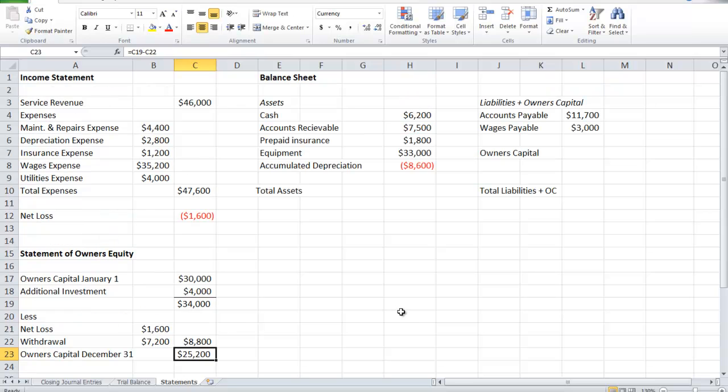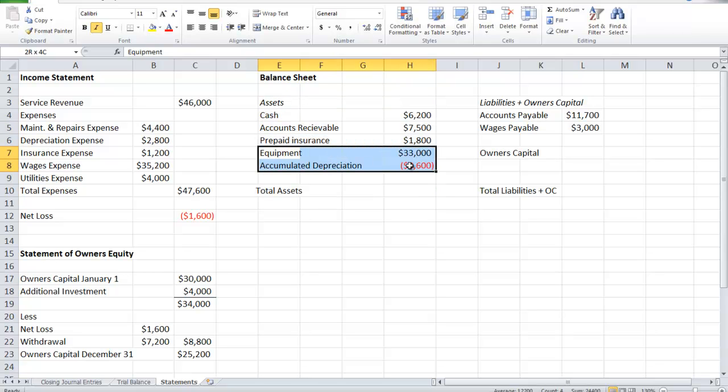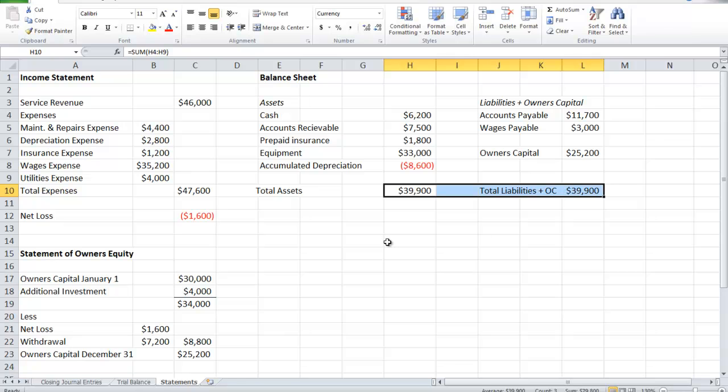Now we take that amount and we plug it into the balance sheet. I've listed the balance sheet items for us already. Basically our assets are cash, accounts receivable, and prepaid insurance, which are our current assets, and then equipment, which is our long-term asset, and accumulated depreciation, which we subtract out from equipment. My total asset balance, we just want to sum that. It's probably the easiest. It's $39,900. And again, the owner's capital, $25,200. We add that into the balance sheet. And my total owner's equity and liability section of the balance sheet, the sum of these three, is $39,900. So my assets equal my liabilities and owner's capital.